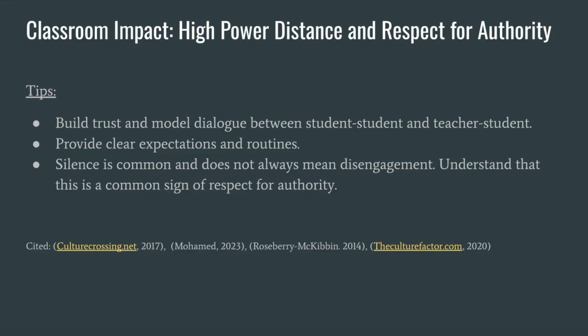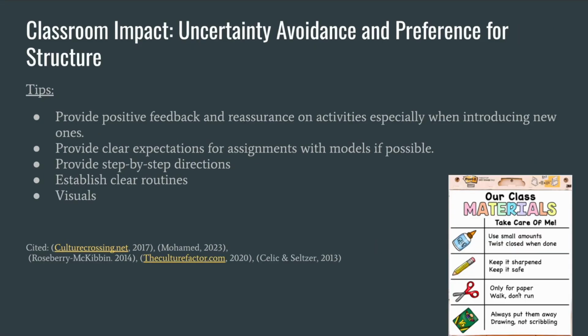Silence is also common and does not always mean disengagement. So understand that this is a common sign of respect for authority, and make sure to continue doing those frequent check-ins. Lastly, we are going over the next slide, which is uncertainty avoidance and preference for structure. Overall, Arabic students may have a high uncertainty avoidance and a preference for structure. So like most young students, clear expectations ease anxiety and help build confidence in routines and work productivity.